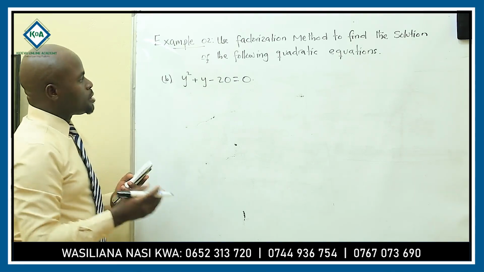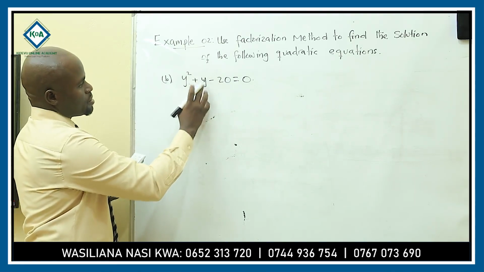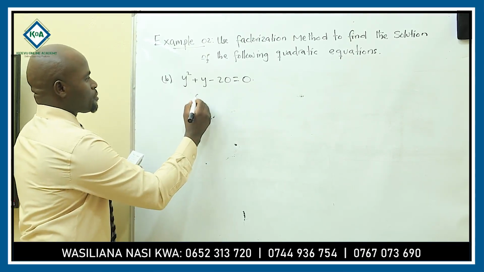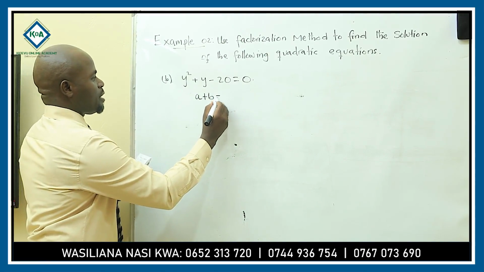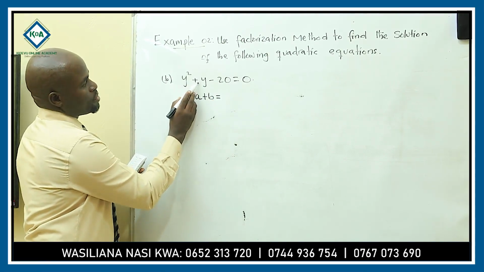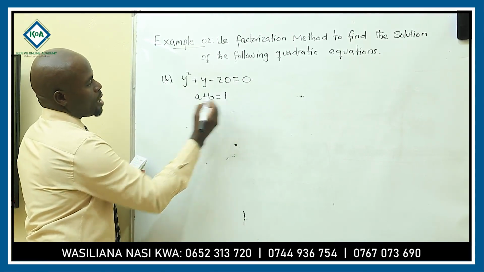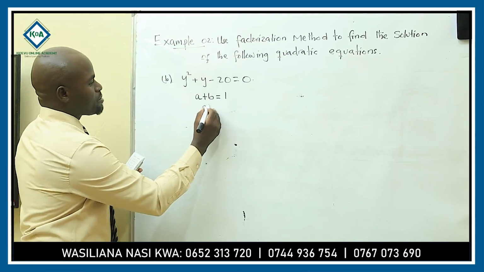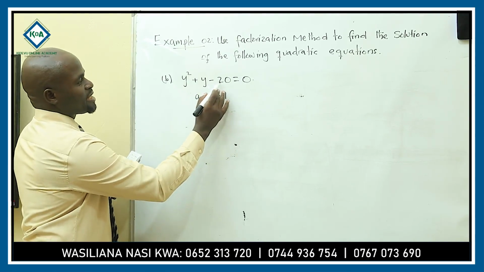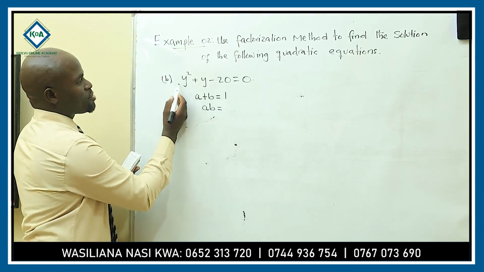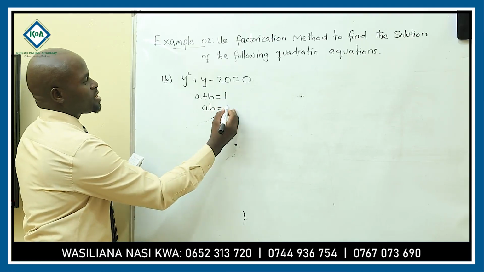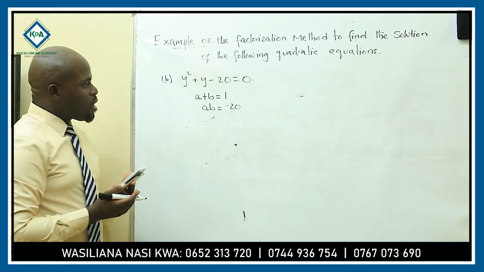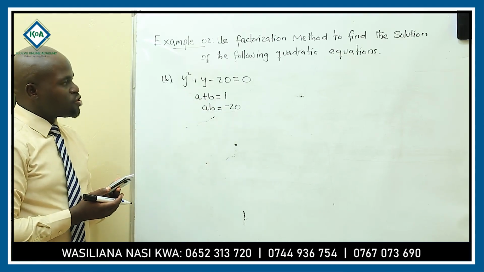The same steps. First we have to break down this middle term, which is y, into two numbers. We find two numbers that, if you add, you get this number here. But if you don't see a number, it means there is 1. So what numbers, if you add, you get 1, and if you multiply, you get negative 20 times this number here, which is 1. So negative 20 times 1 is negative 20. Which numbers, if you add, you get 1, and if you multiply, you get negative 20?